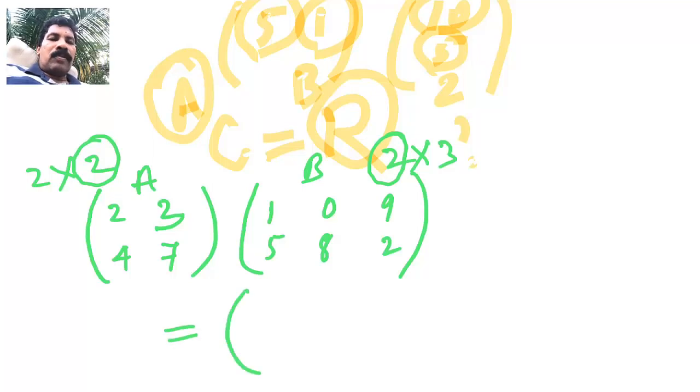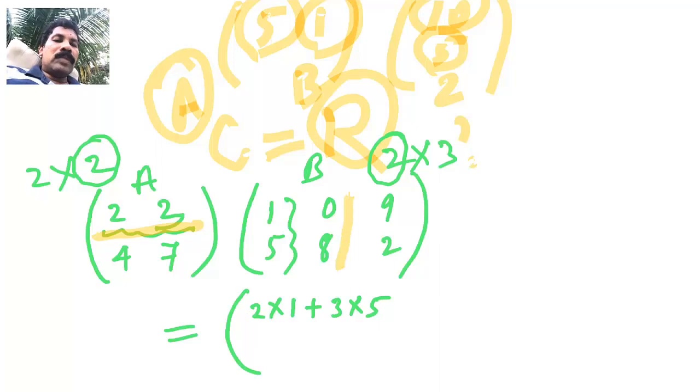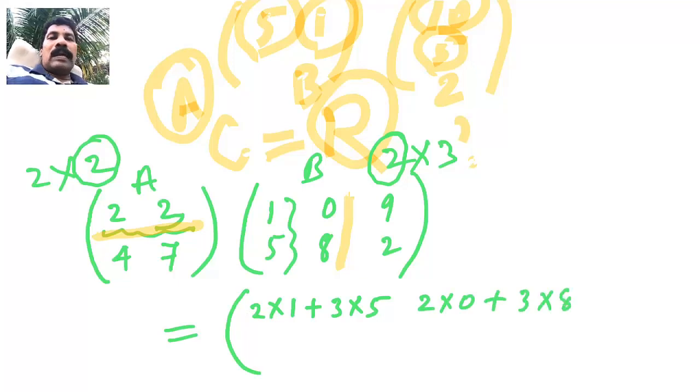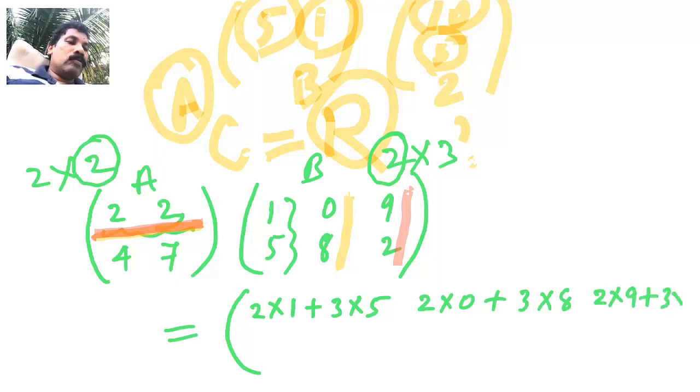How is it done? First of all, we consider this row and this column and multiply corresponding elements, that is 2 into 1 plus 3 into 5. That's all. Similarly, to get the next element, we multiply the row 2 3 by the column 0 8, that is 2 into 0 plus 3 into 8. Then, to get the next element, we consider this row with this column, so we do 2 into 9 plus 3 into 2.